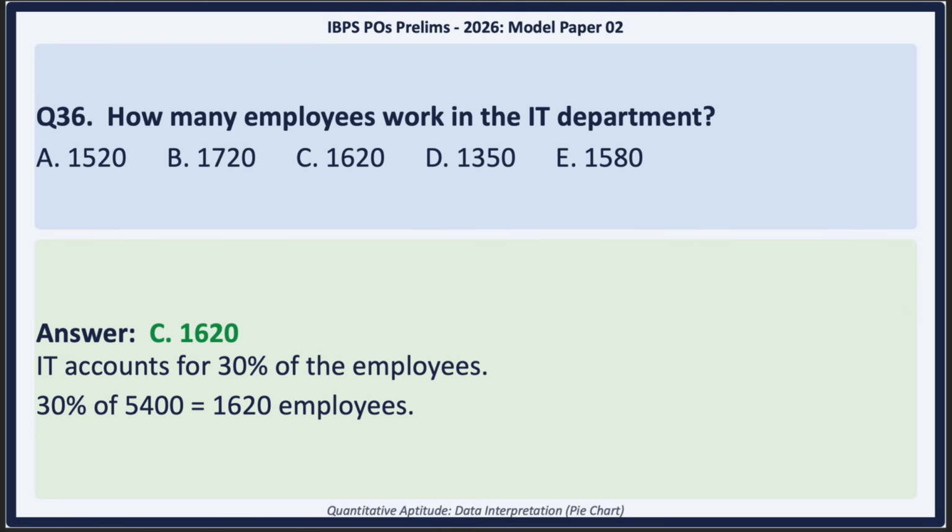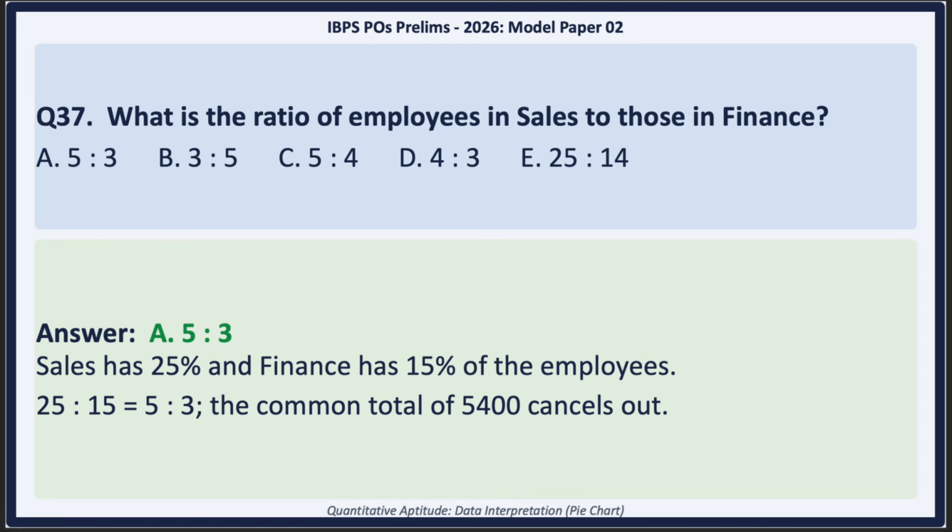Very straightforward. But question 37 is where they lay a trap. They ask for the respective ratio of employees in sales to those in finance. Right, and the instinct is to calculate the raw headcounts for both departments first, isn't it? That is the exact trap they want you to fall into. They want you to waste 2 minutes finding 25% of 5,400 and then 15% of 5,400 just to compare them.